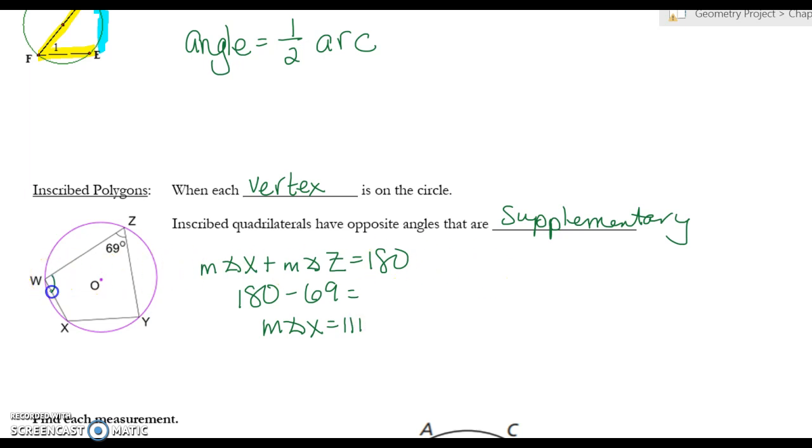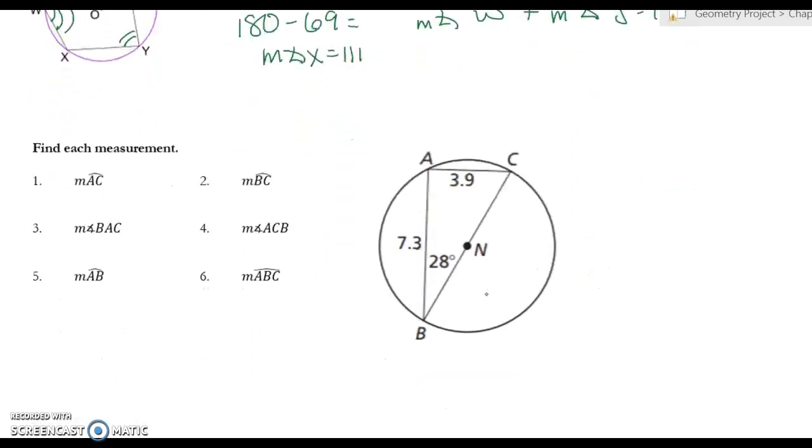I don't know about these two angles, W and Y. I just know that they're opposite each other, so they have to add up to 180. But because I don't have any information on one of them, I can't say anything about either of them. They don't look to be equal. They could be equal. We just don't have enough information. But the big rule is just to remember that if you have an inscribed quadrilateral, opposite angles add up to 180.